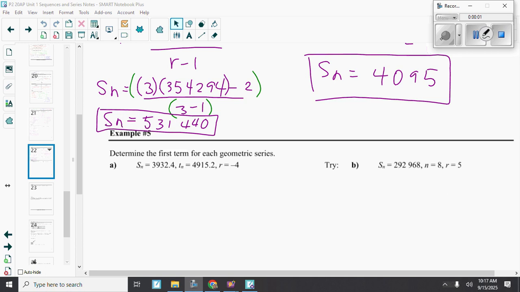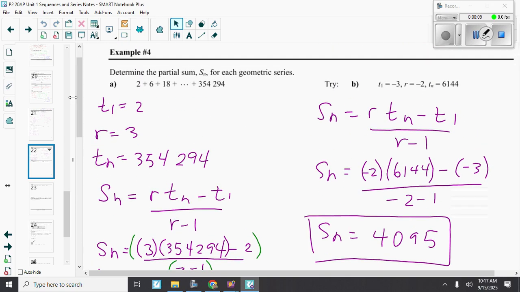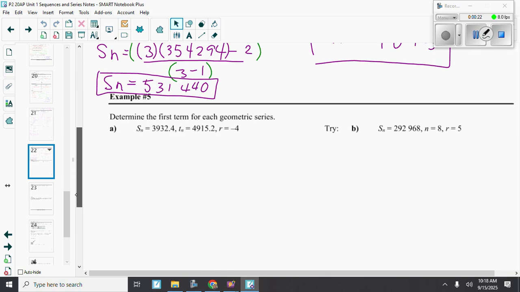Picking up where we left off. So last time we looked at determining the partial sum. So again, writing out what you know so that you can see which formula you need, and then substituting in and being able to solve, important for that. So here's just another example.